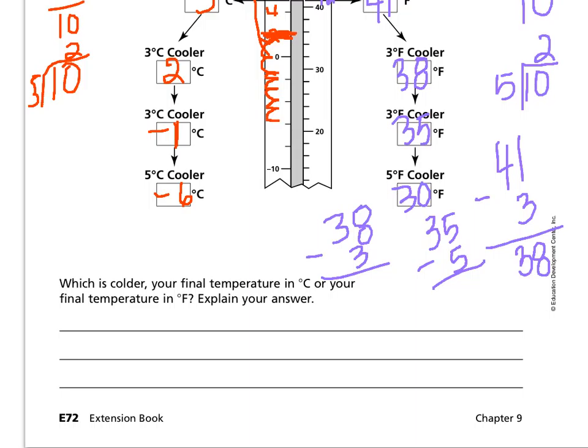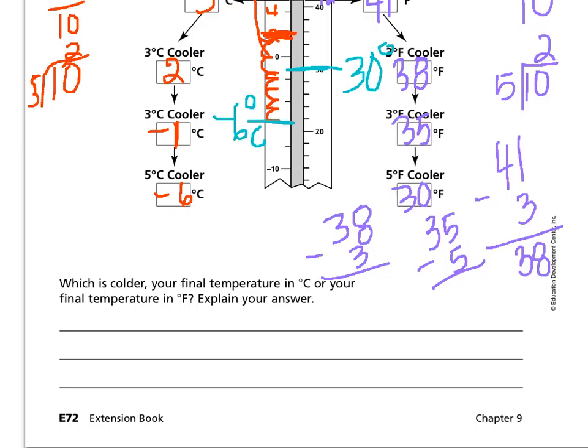Let's look at this bottom question. Which is colder, your final degree temperature in Celsius or in Fahrenheit? Explain your answer. Well, let's find each one on the thermometer. For Celsius, it's going to be -6, and I know that right here, we counted down, is -6 degrees Celsius. For Fahrenheit, it stops at 30 degrees, and 30 degrees is higher up on the thermometer.